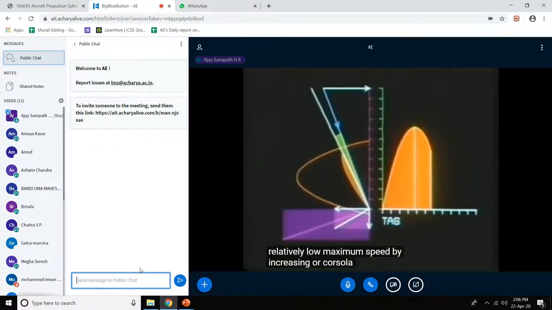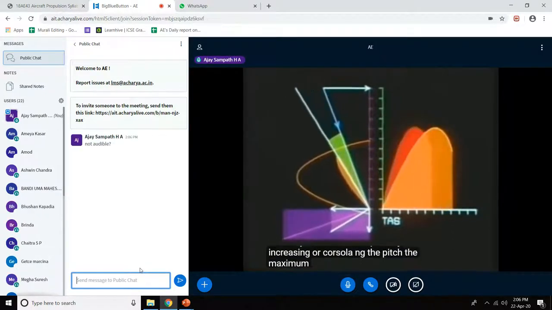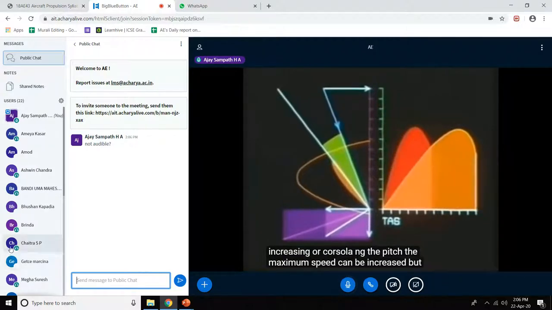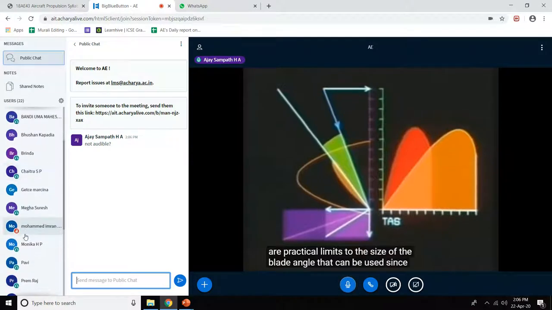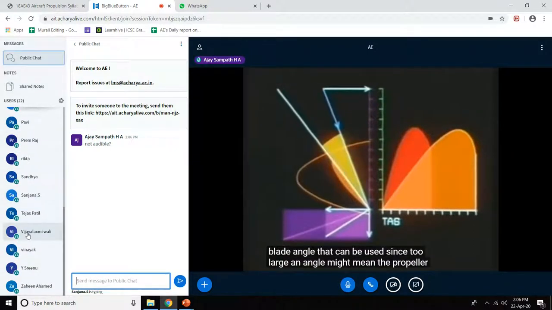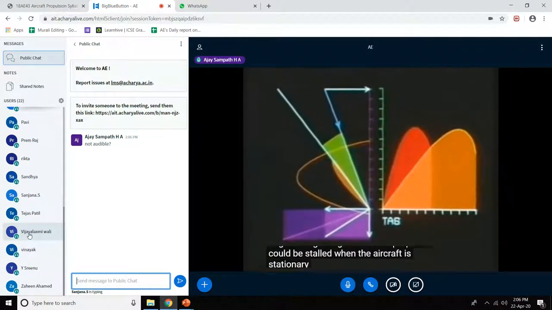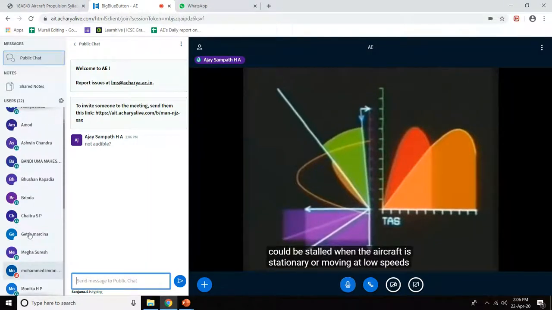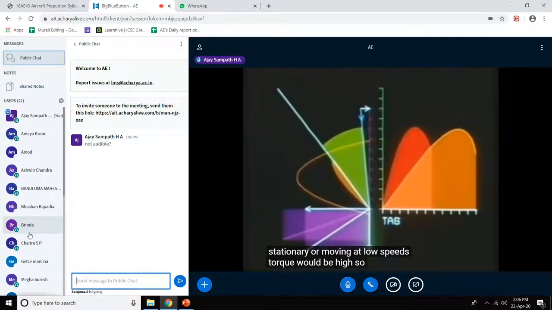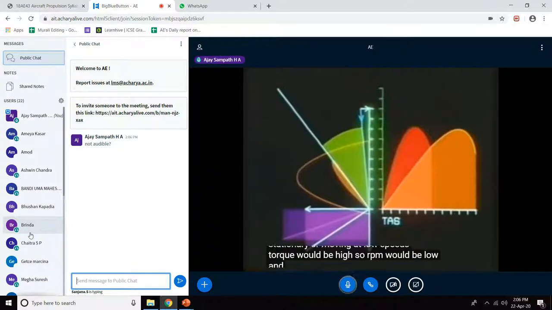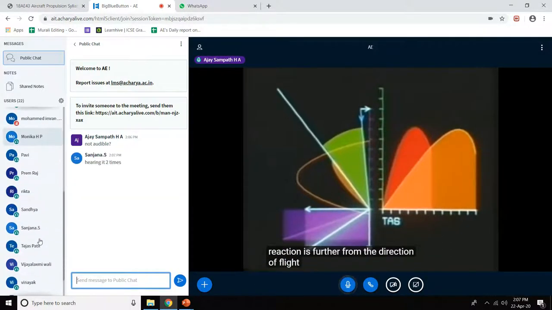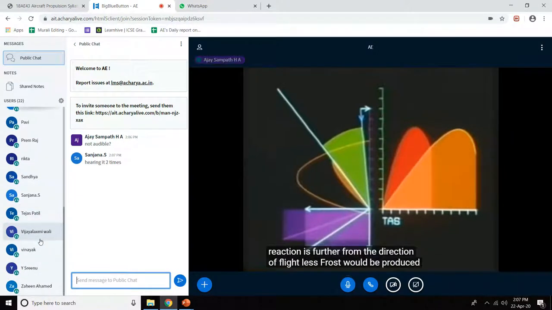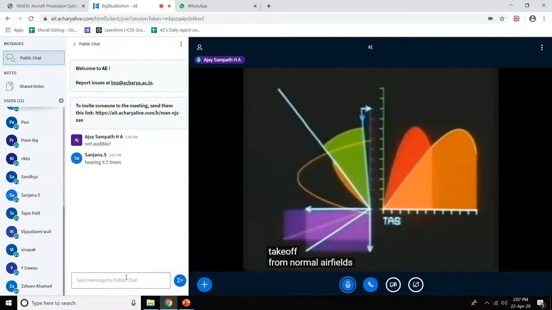By increasing or coarsening the pitch, the maximum speed can be increased, but there are practical limits to the size of the blade angle that can be used, since too large an angle might mean the propeller could be stalled when the aircraft is stationary or moving at low speeds. Torque would be high, so RPM would be low, and because the direction of the total reaction is further from the direction of flight, less thrust would be produced, and acceleration would be too slow for takeoff from normal airfields.